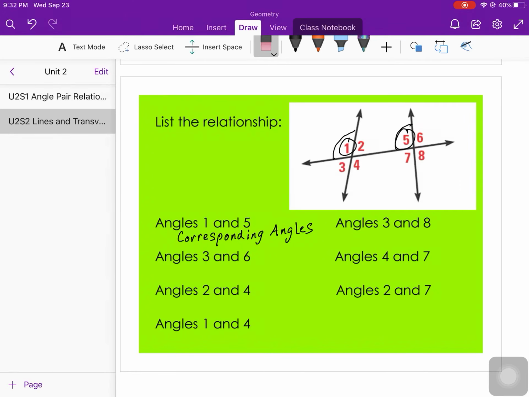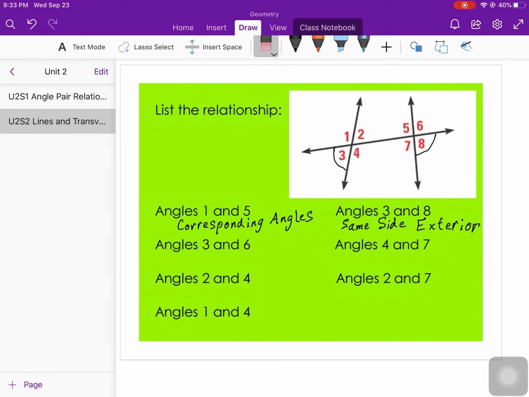Then I'm going to jump over to angles 3 and 8. So this is right here, the bottom left corner. And then 8 is not in the same position because it's the bottom right corner. But 8 is on the same side as 3, and they're both on the outside. So those are same side exterior. We would usually write angles, but for the sake of space and time, I'm just going to write same side exterior.